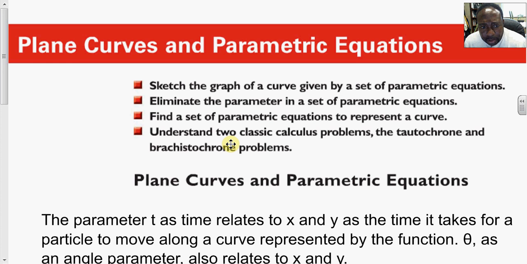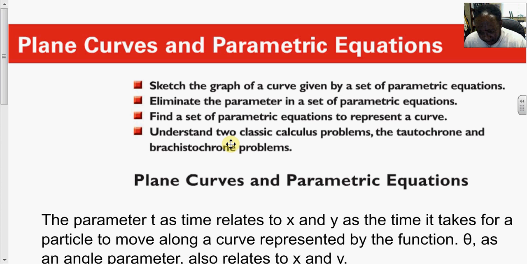We give an introduction to plane curves and parametric equations. One, we give the definition for the plane curve and what it also means for a curve to be smooth. And then we look at what the parameter is and what that means.